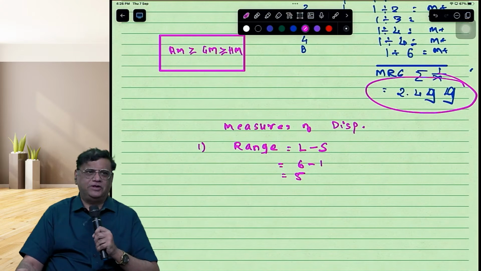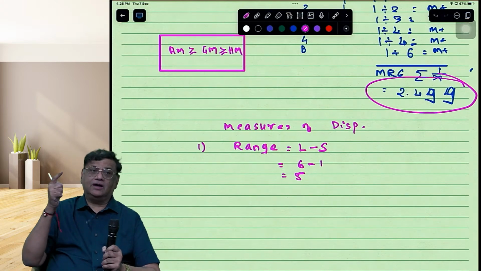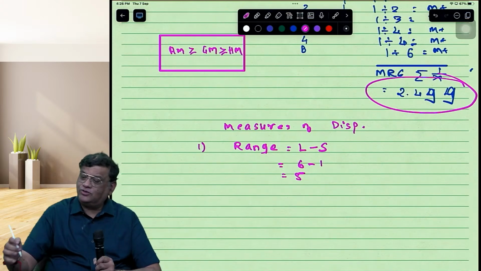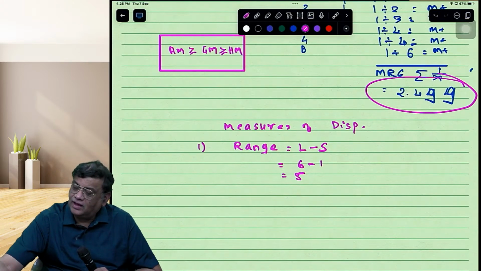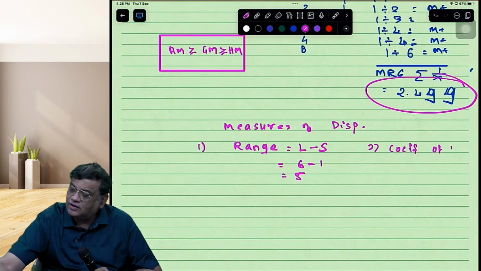चलो भाई, लुक एट मी. ये हो गया रेंज. बट अगर कंपैरिजन करना है तो क्या करेंगे? Then I will find the coefficient of range. ये कोएफिशिएंट ऑफ रेंज कब यूज करते हैं? कंपैरिजन करना है तो. And that is equal to L minus S over L plus S, that into 100.